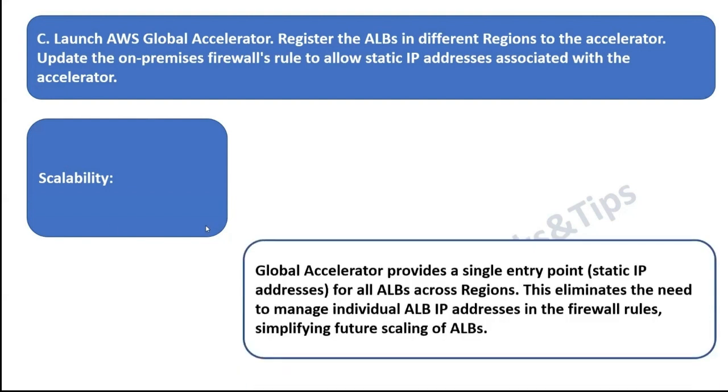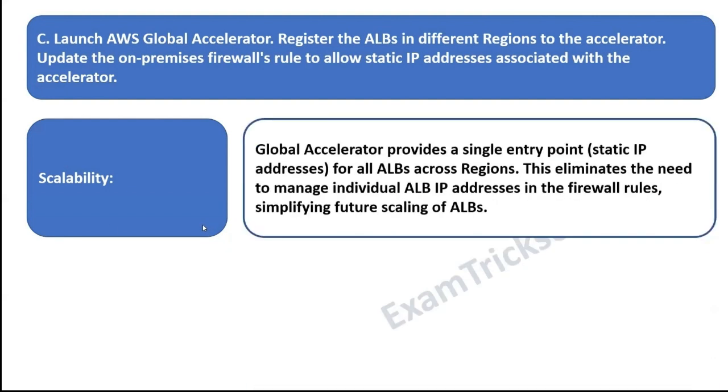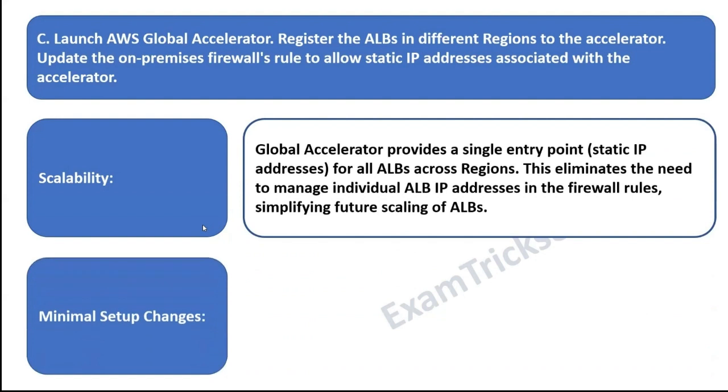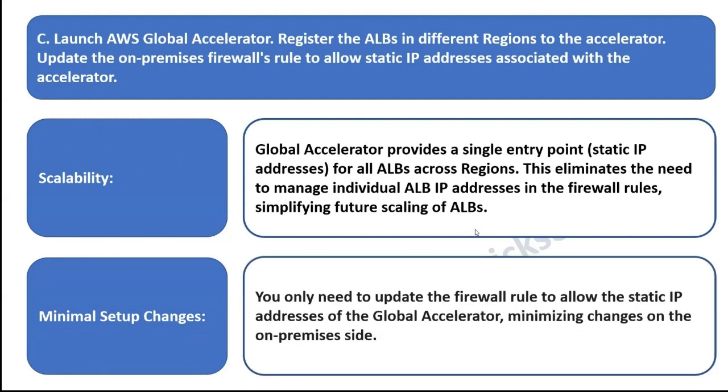The second aspect is setup changes. Obviously, setup changes are minimal in this case. You only need to update the firewall rule to allow the static IP addresses of the Global Accelerator, and behind Global Accelerator, all your ALBs are already covered. So this minimizes the change on the on-premises side, and that makes this solution an attractive one. That's it on this particular question.